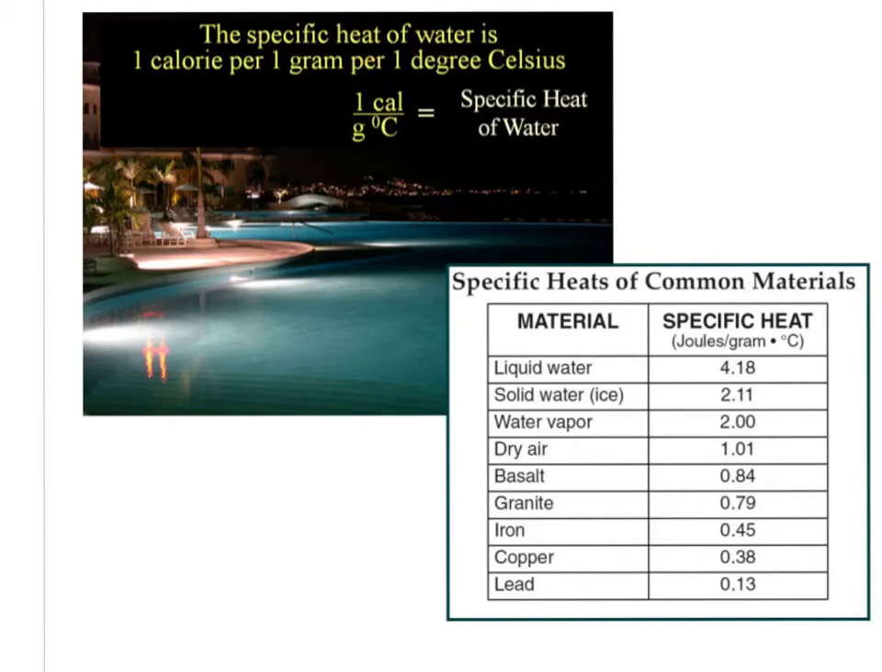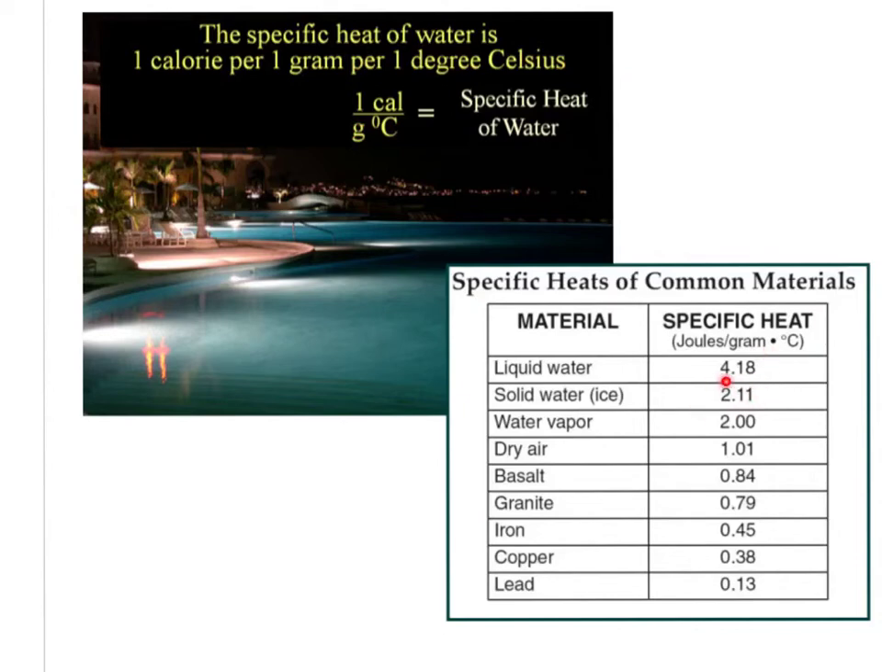The specific heat capacity of water is defined as 1, and we write it in these units: 1 calorie per gram degree Celsius. The gram and the degree Celsius are on the bottom. 1 calorie for every gram and for every 1 degree Celsius. And you know that because it takes 1 calorie to raise 1 gram of water 1 degree Celsius. That is our definition of specific heat for liquid water. If we convert that to joules, we come up with this nice little chart. In joules per gram degree Celsius, liquid water is 4.18 joules per gram degree Celsius.